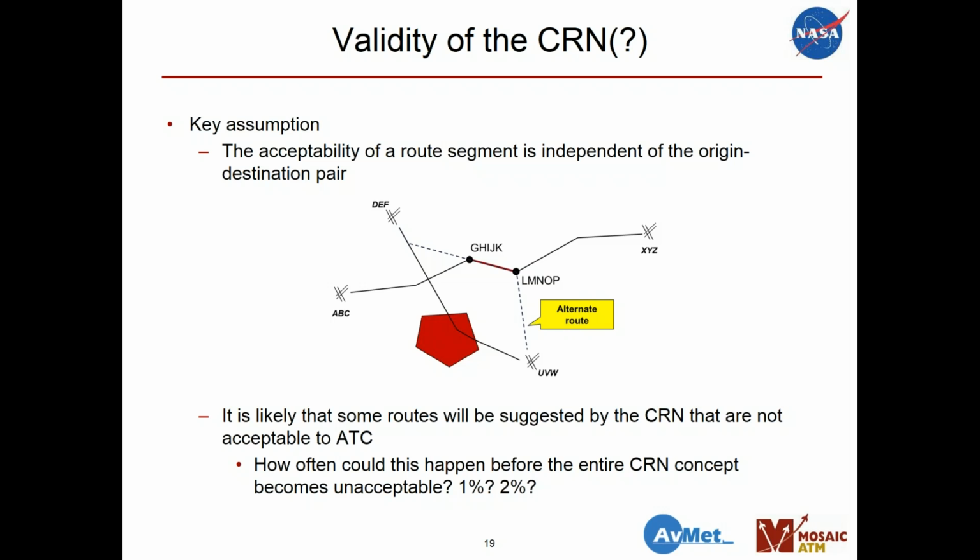Good question. Okay, what's the fidelity of the wind data used in generating these CRNs?